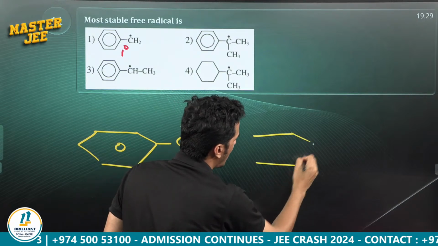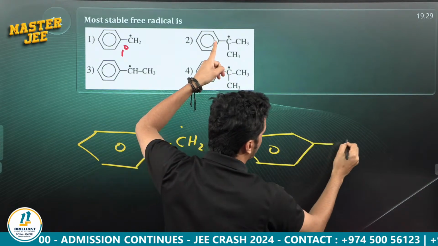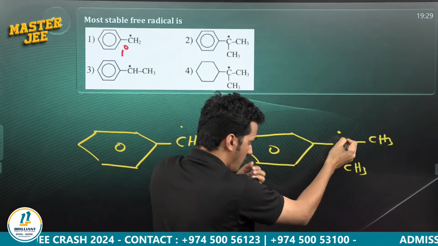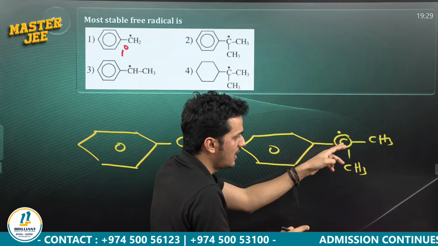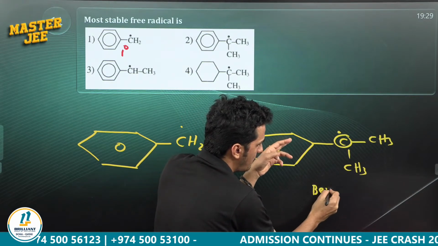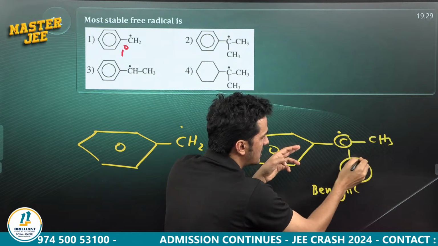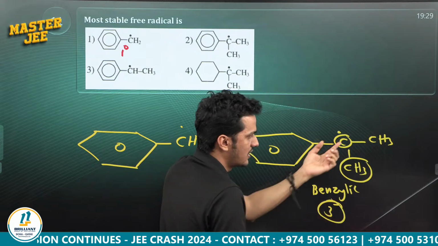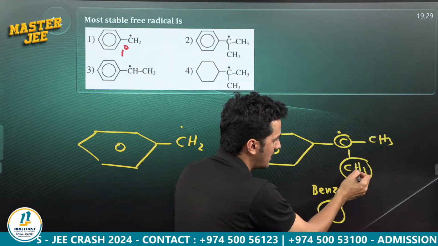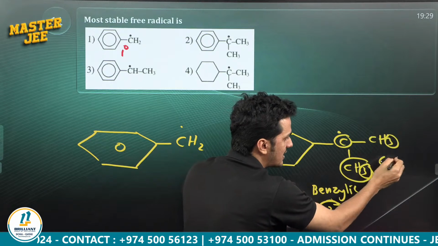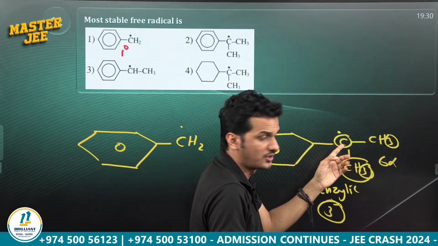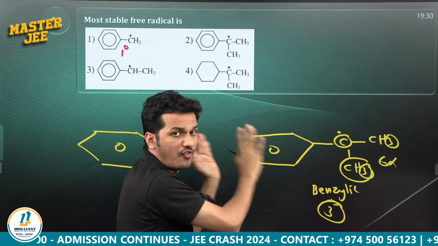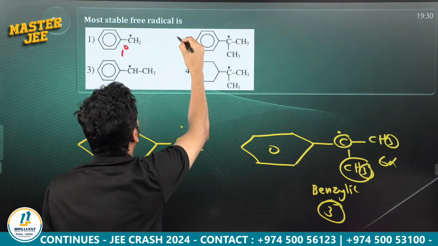This is resonance stabilized, and it can also show hyperconjugation. This is benzylic, and this carbon free radical is attached with 3 carbons, so it is tertiary also. So it will become more stable, because there are total 6 alpha carbons connected to this carbon. They can show 6 hyperconjugation, and the benzene ring can show 5 resonance. So that will be more stable.